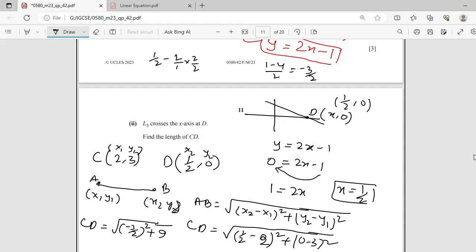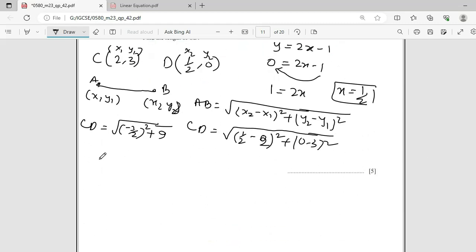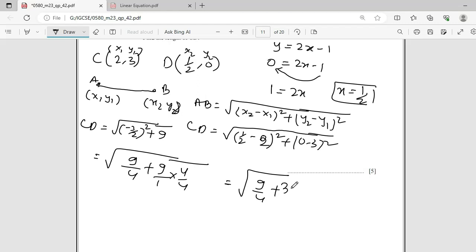So now I am going to calculate this one. 9 upon 4, since 3 square is 9 and 2 square is 4, plus 9. Now again I have to take the LCM, I have to multiply by 4 because the LCM is 4. So this is 9 upon 4 plus 36 upon 4. 36 plus 9 is 45 upon 4. If we calculate this value, then we'll get 3.35.